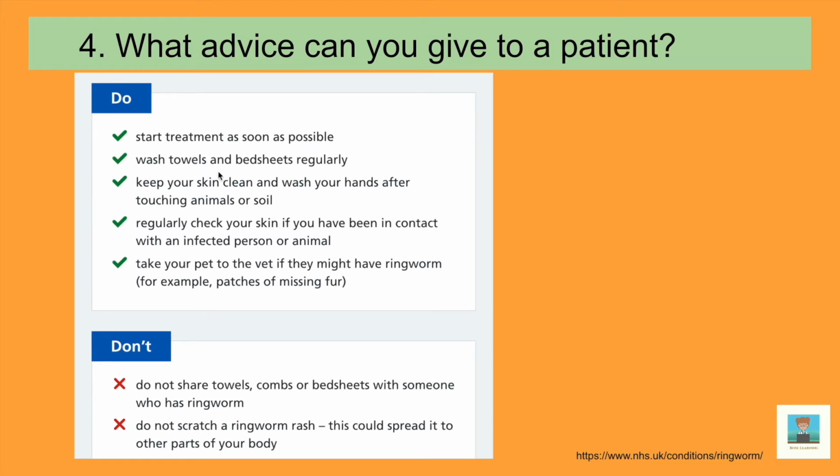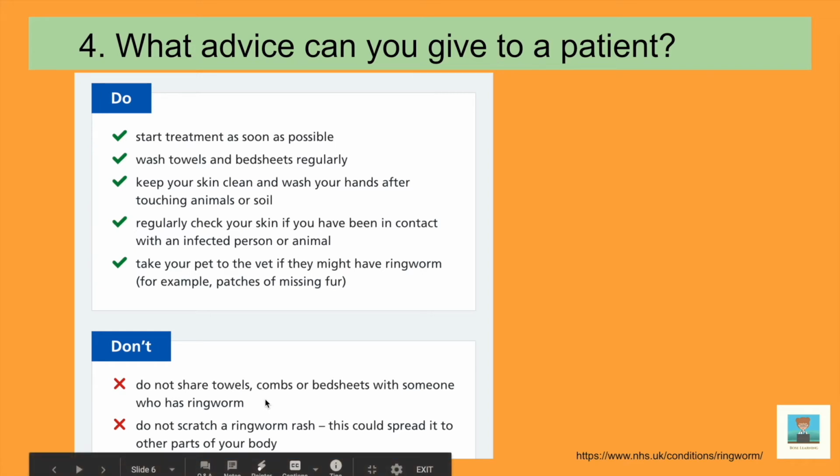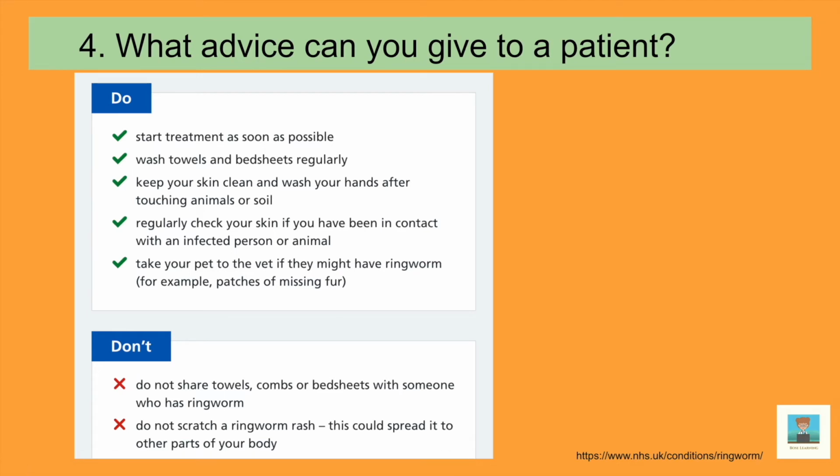Wash linen, so that's towels, bed sheets, etc. regularly. Keep your skin clean and wash your hands after touching animals or soil. Regularly check your skin if you've been in contact with an infected person or animal, and take your pet to the vet if they might have ringworm, and this can be told in case they have patches of missing fur, for example. Don't share your combs, your towels, your bed sheets with anyone else who has ringworm, and importantly, don't scratch, because if you do scratch the rash, this can spread it to the other parts of your body.